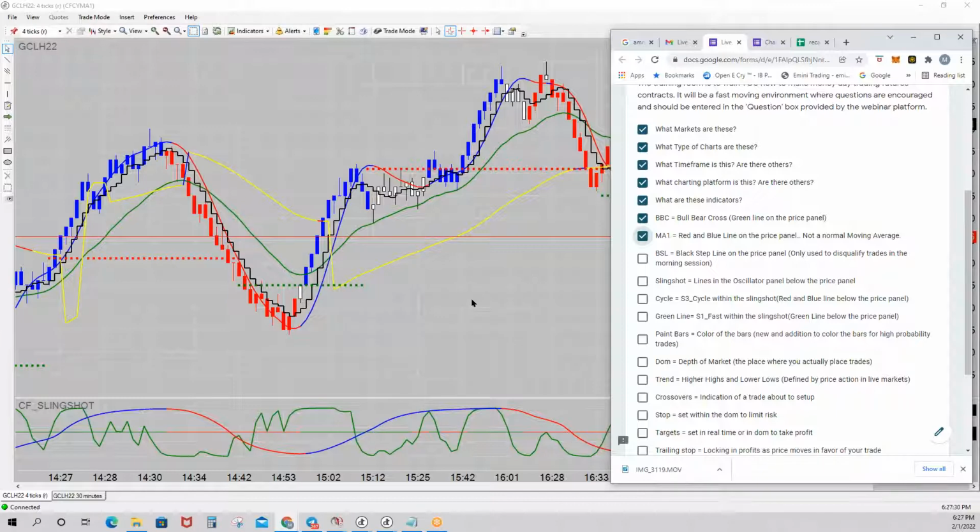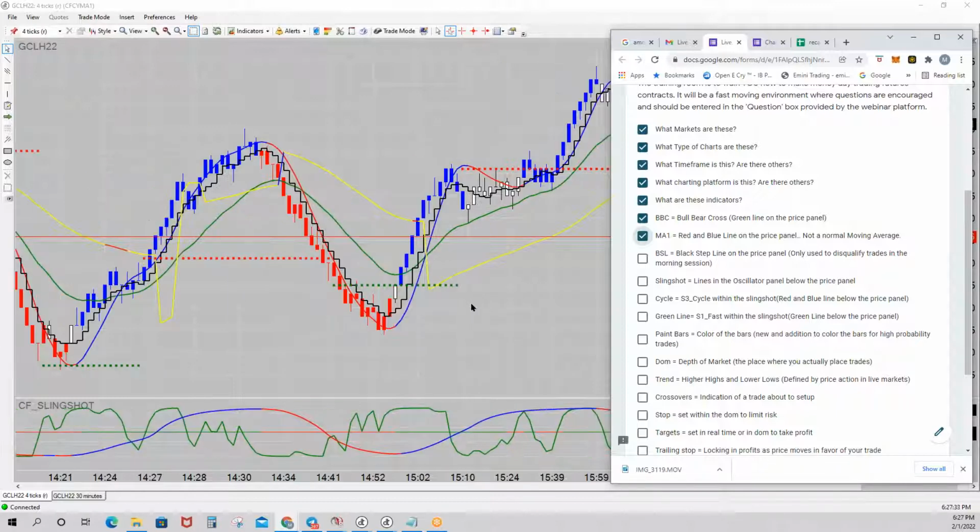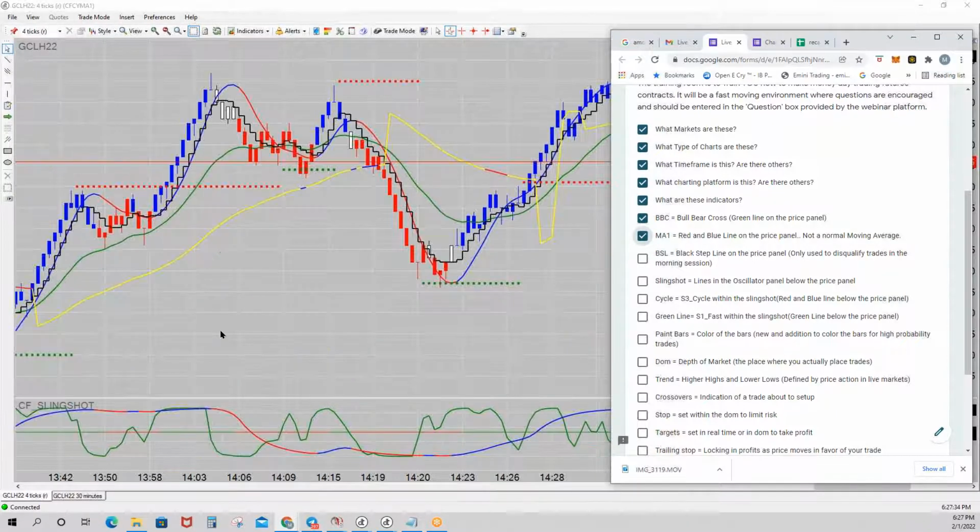All right. The black step line is a fast moving indicator, and it will cross in situations like this, when right here you didn't want to go long where it crossed down below, and you don't want to go short right here where it crosses up above. Okay, you want to wait until all the pieces come together. All right, that's what the black step line is used for.